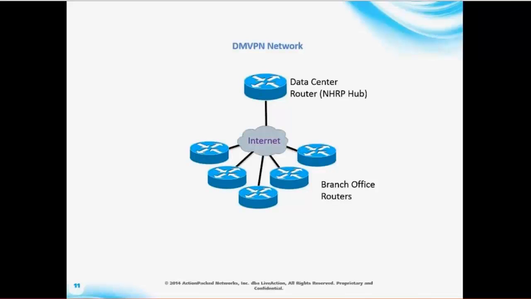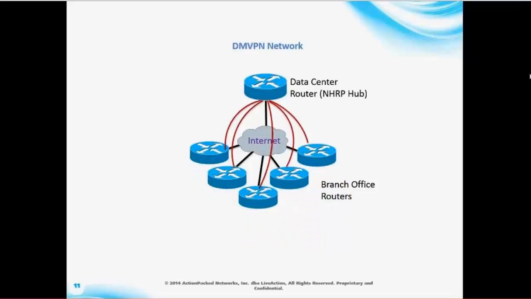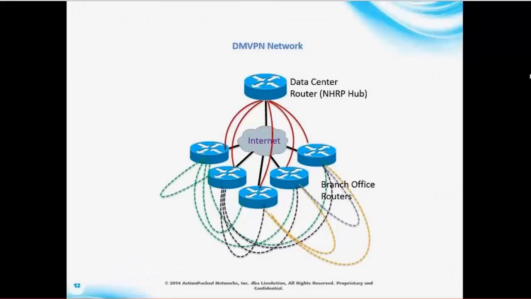DMVPN, or Dynamic Multipoint VPN. What these do is allow you to configure just one VPN, but dynamically in the background, with the magic of the next hop routing protocol, which is a core component of DMVPN, you'll have the ability to have that. So you'll only configure your VPNs between the branch office and the data center, but what will happen transparently in the background is you will get any-to-any VPN connectivity. So this is what has made DMVPN so popular.